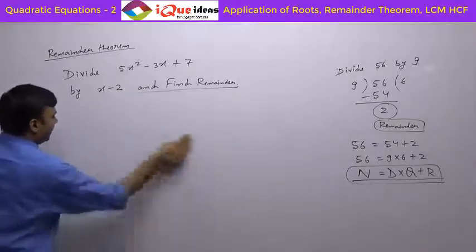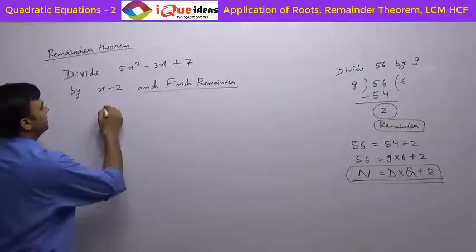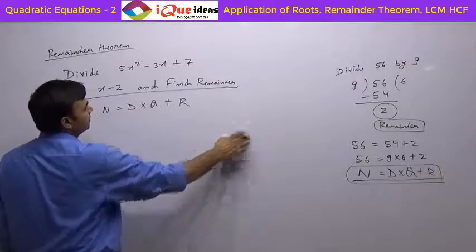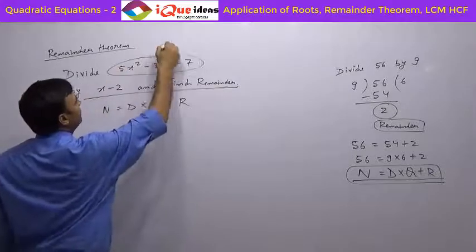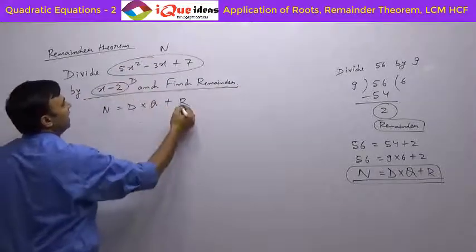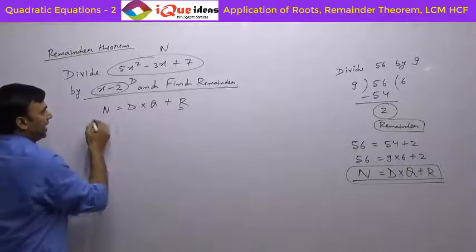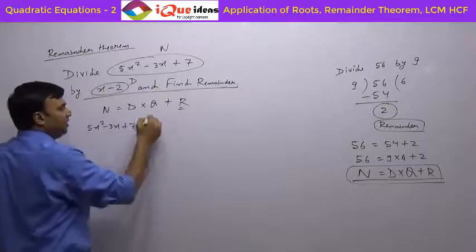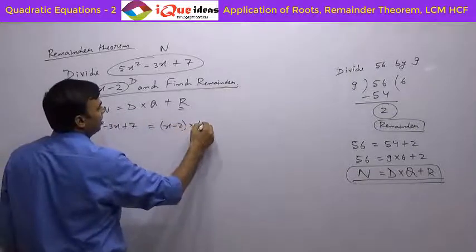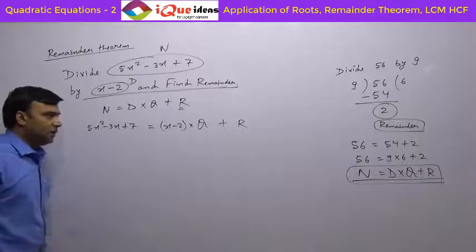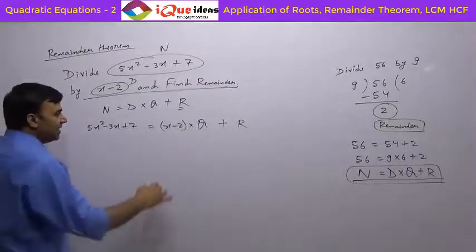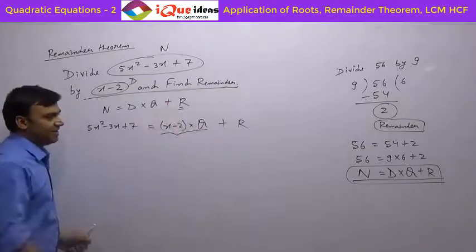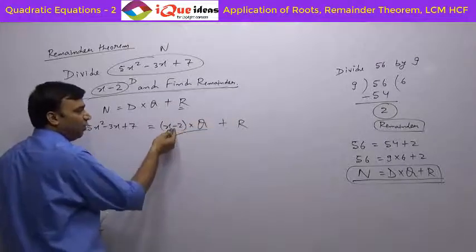Then what should we do? Let's see. We are saying that whenever any number is divided by a divisor, there is some quotient and there is some remainder. Here, this thing is the number, this thing is the divisor, and r we have to find, that is the remainder. I'll write n here, that is 5x square minus 3x plus 7 is equal to, divisor is x minus 2 into some quotient plus remainder. Now we have to find r, right? That means we don't need this. Now, mathematically, how do I remove this? Right? It's very simple. We don't know about q, but we know about x minus 2.